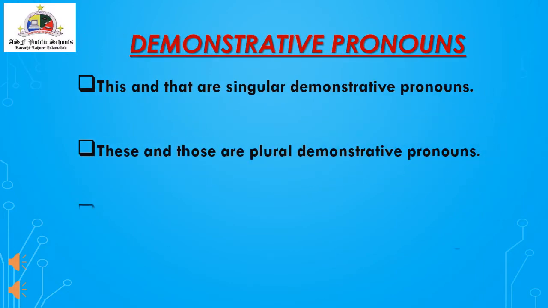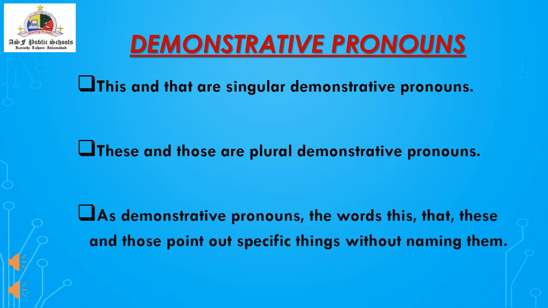This and that are singular demonstrative pronouns. These and those are plural demonstrative pronouns. As demonstrative pronouns, the words this, that, these, and those point out specific things without naming them.